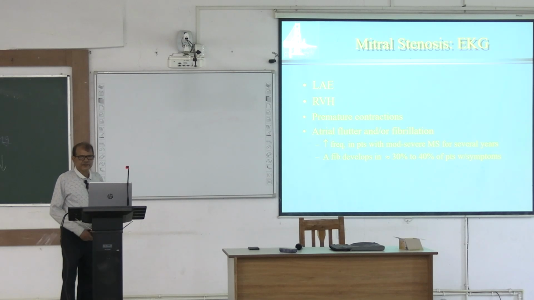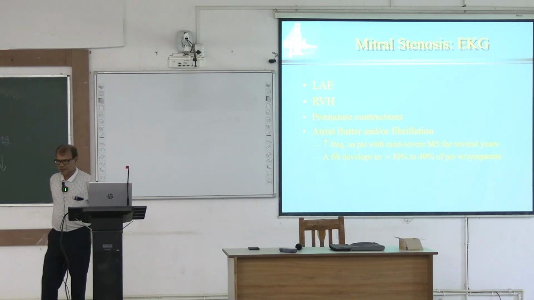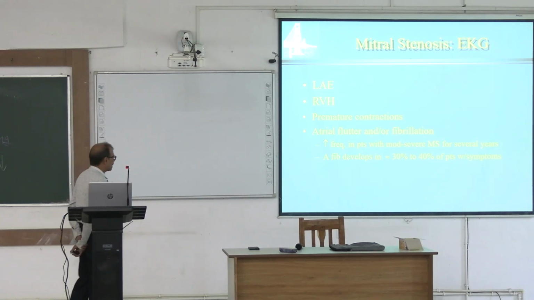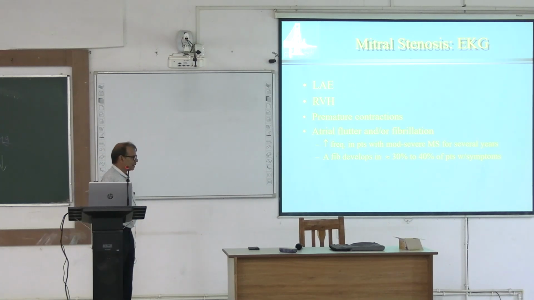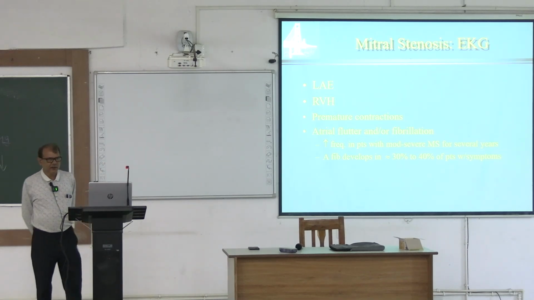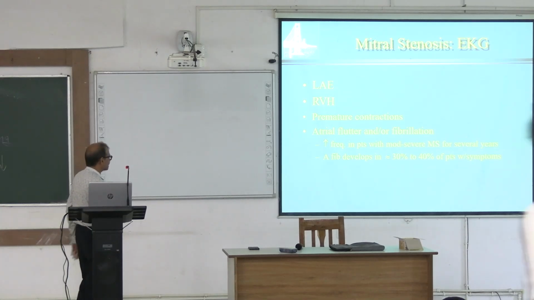ECG features. First, left atrial enlargement. Second, right ventricular hypertrophy. Third, premature contractions. Fourth, atrial fibrillation and or flutter, or a combination of these.